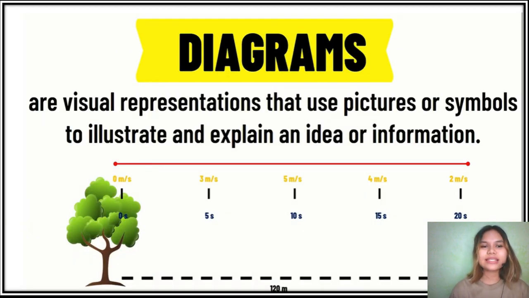Diagrams are visual representations that use pictures or symbols to illustrate and explain an idea or information. For example, we have here a tree as our reference point and a man. This man is actually in motion because he started from the reference point, which is the tree, at 0 meters per second or 0 seconds, and then he moves to 3 meters per second, 5 meters per second, 4 meters per second, and then 2 meters per second.